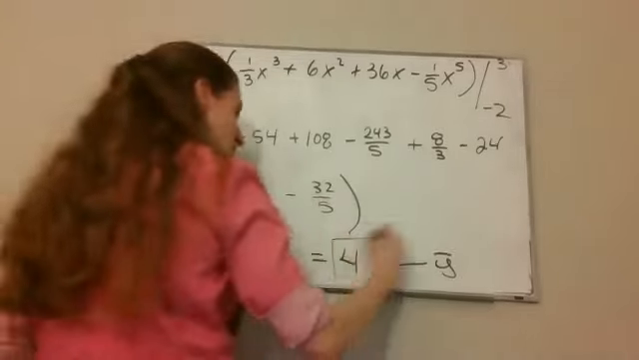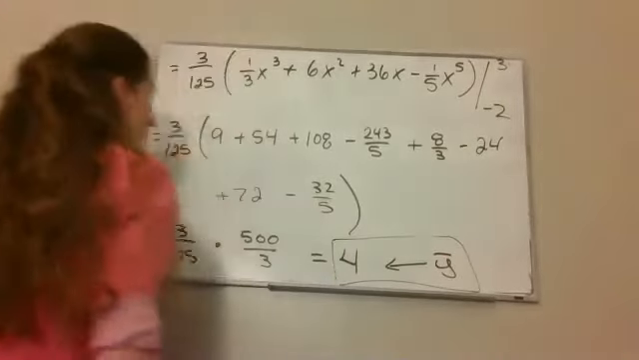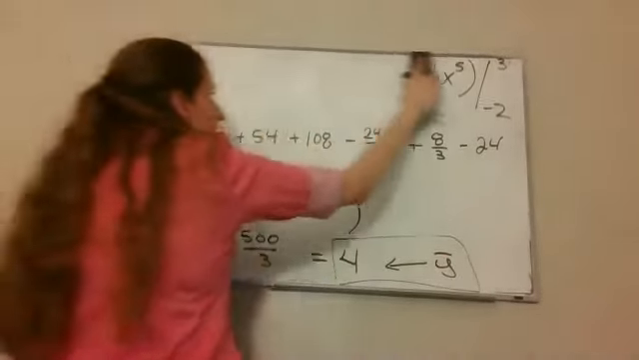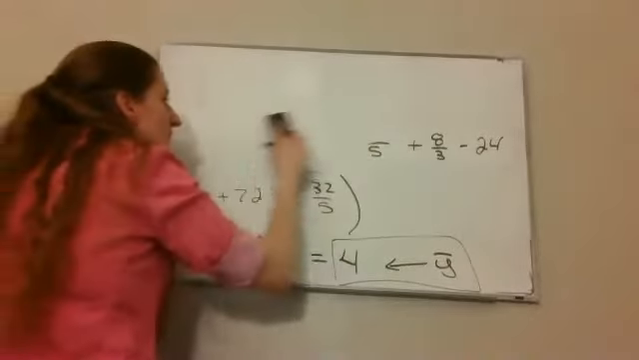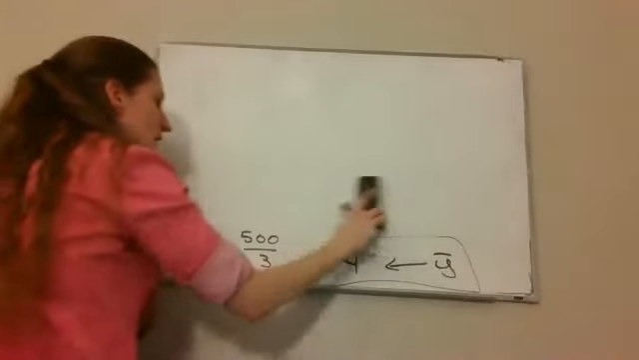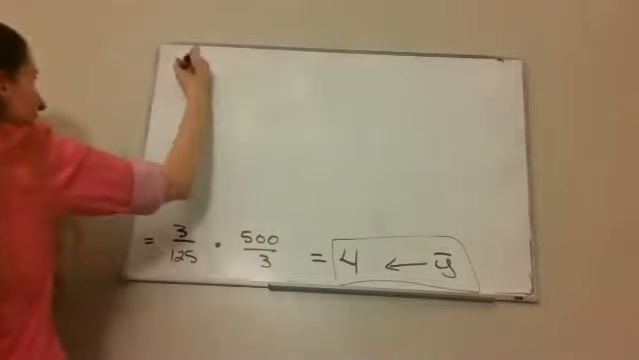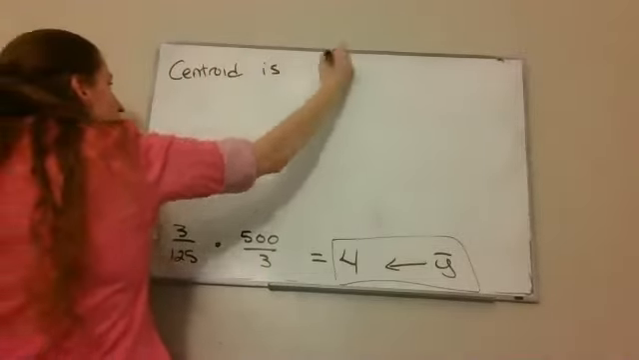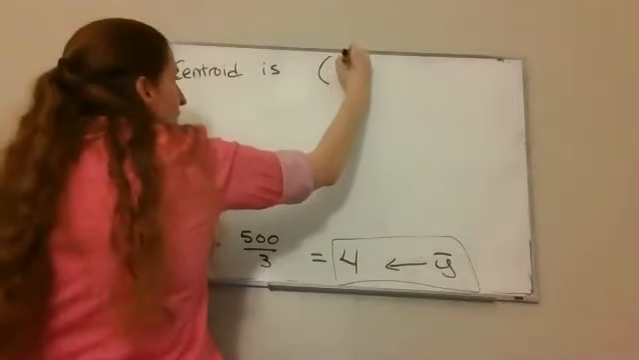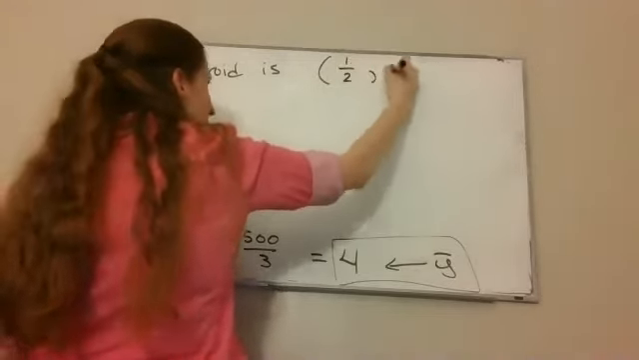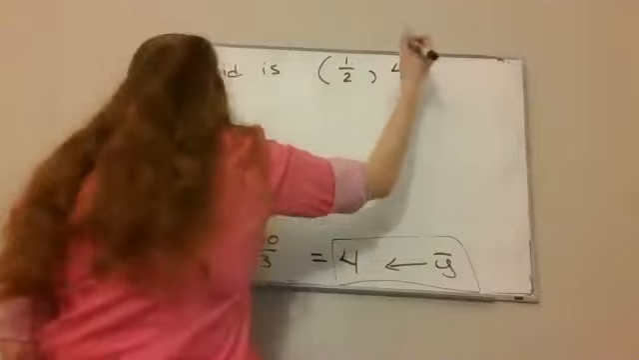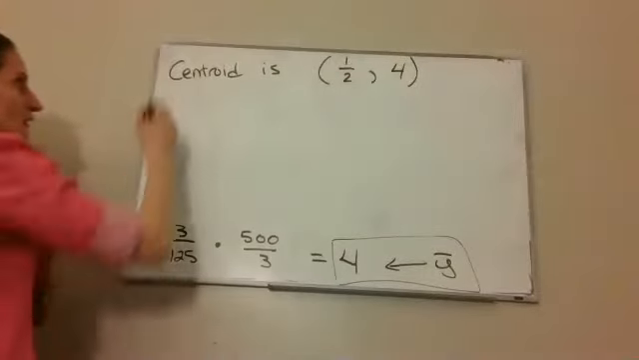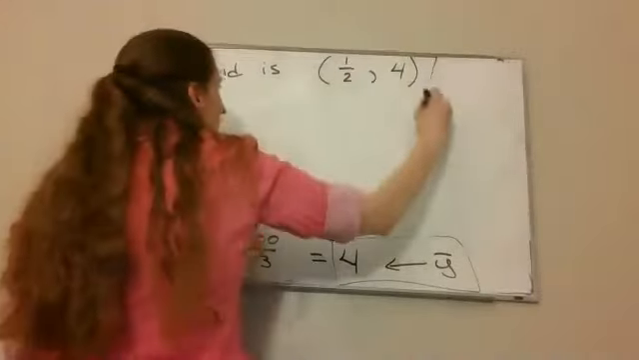Now are we finished? Yes, we have found our centroid. We just have to write our answer. This means that our centroid is the point. My x bar was 1/2, my y bar is 4, and that is the centroid of that particular region.